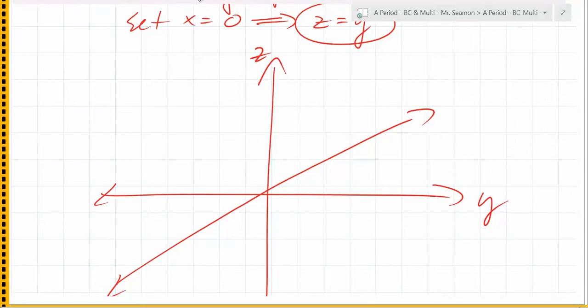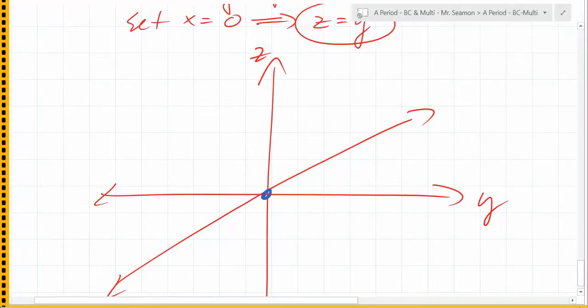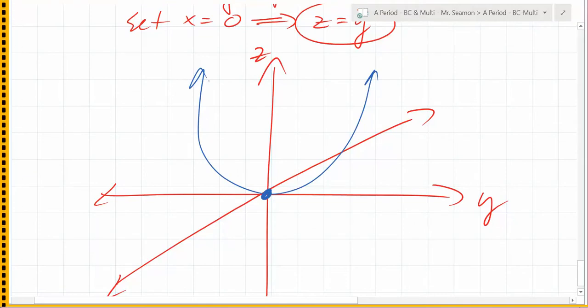So is this surface? It's a parabola, right? It goes through the origin, right? When y is 1, what is z? 1. When y is 2, what's z? 4. So it's going to be a parabola that looks like this, right? But that's just on the yz plane, correct?